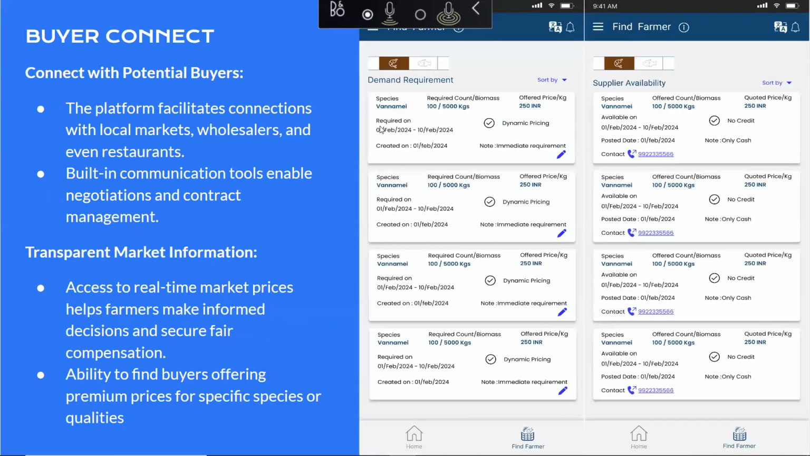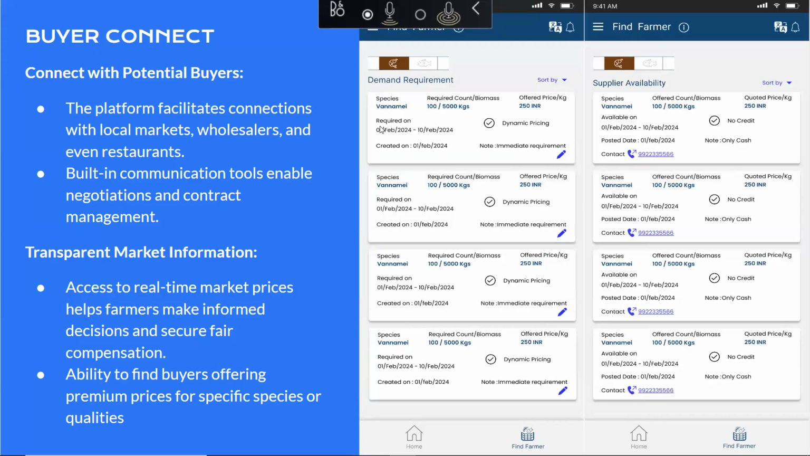The next feature is the buyer connect. Now, the farmer has procured his seed, he has done his culture. Almost at the end of the culture, now he is looking for buyers. He doesn't know what is the demand in the market. He doesn't know where to go. Exporters don't buy in small quantities, and he can't directly approach exporters.